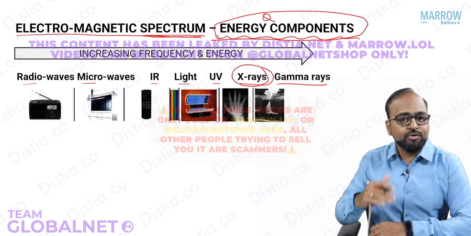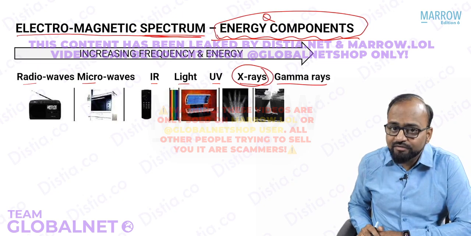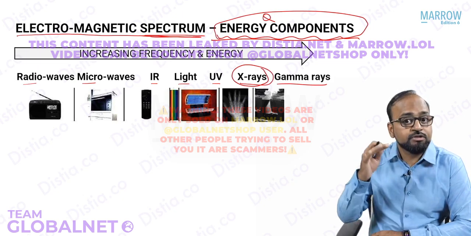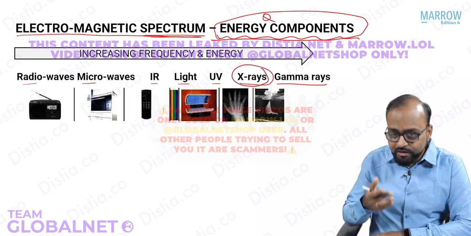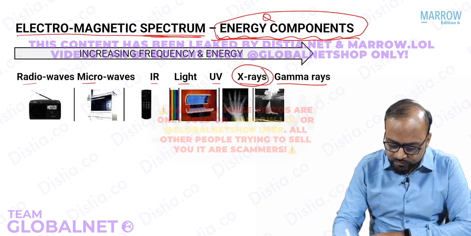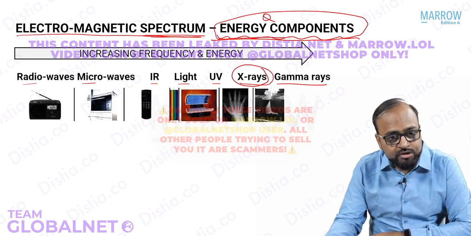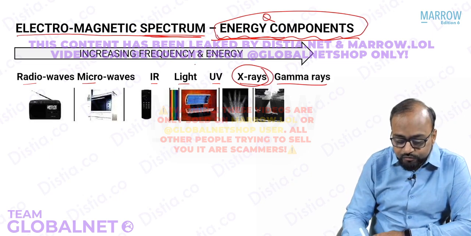And the easiest way to do it, remember, is to just identify what is minimum and what is maximum. So look at this image here. We have seen that the electromagnetic spectrum consists of energy components. What are those energy components?